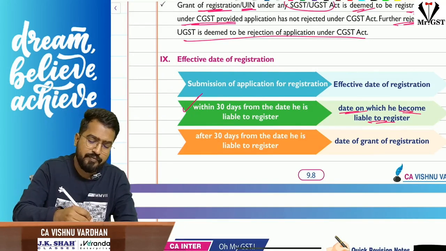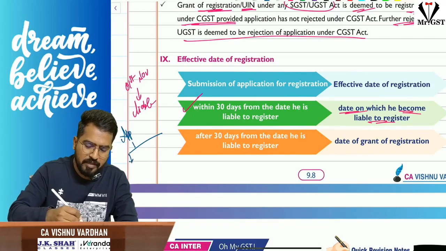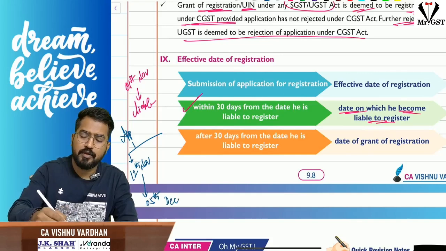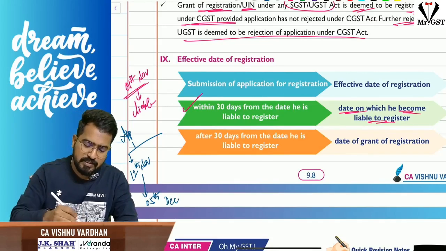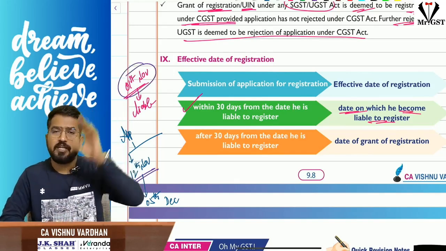See now, for example, 1st November you became liable and you are making an application. If you make the application on 12th November and you get the registration certificate on 5th December, the effective date of registration is what? 1st November you became liable and you applied for registration within 30 days. So the effective date of registration is 1st November, the date of becoming liable for registration.